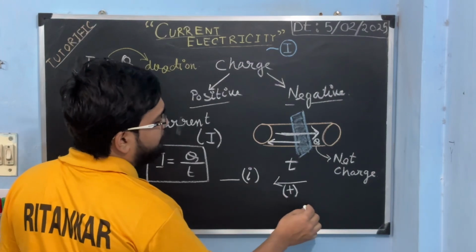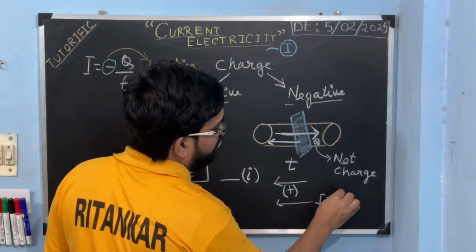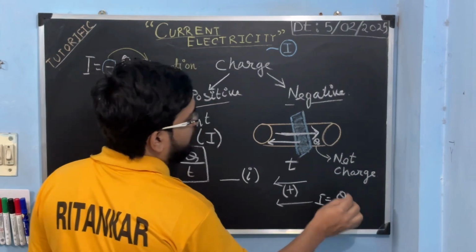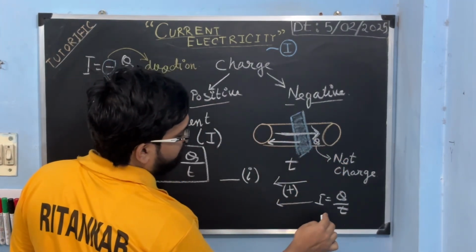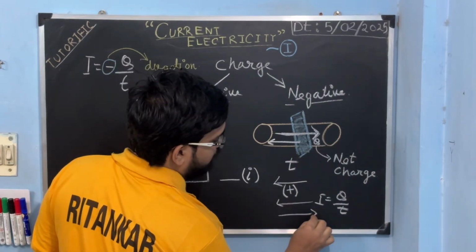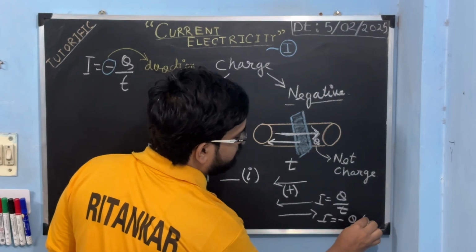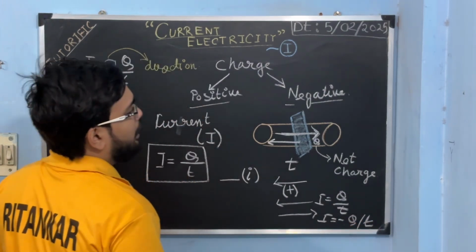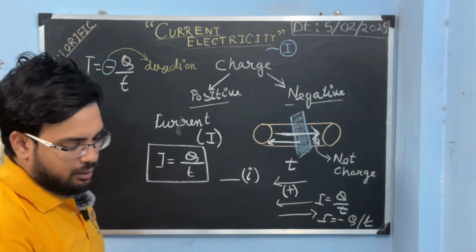So, if current moves along this direction, then my I will be q by t. But if my current flows along the other direction, then my I will be minus q by t, as simple as that. Okay, I hope you get it.